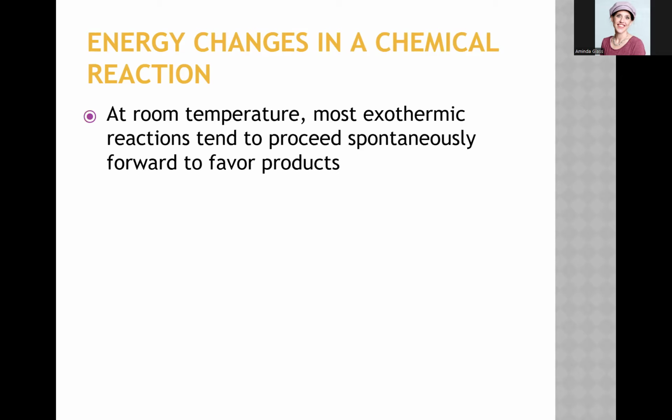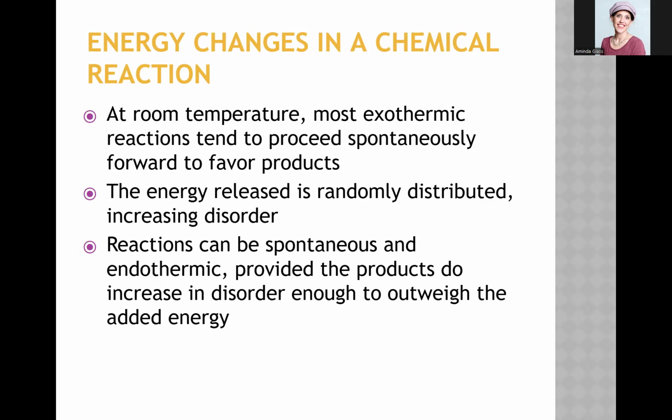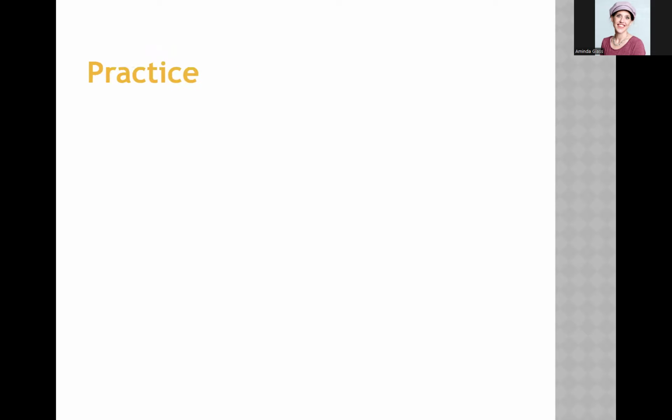Now, energy changes in a chemical reaction continued. At room temperature, most exothermic reactions tend to proceed spontaneously forward to favor the products. The energy released is randomly distributed, which increases disorder. And reactions can be spontaneous and endothermic, provided the products do increase in disorder enough to outweigh the added energy. Entropy is that increase in disorder.